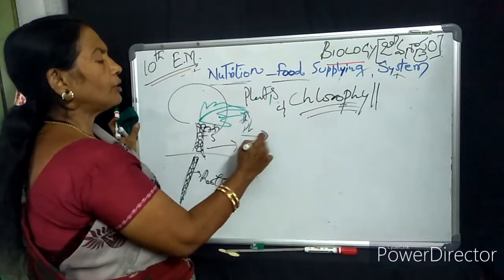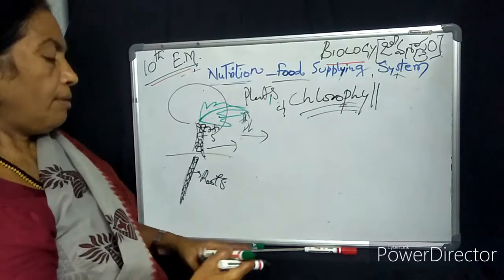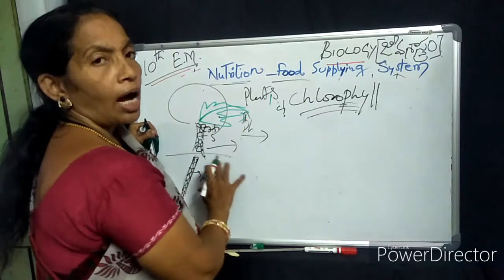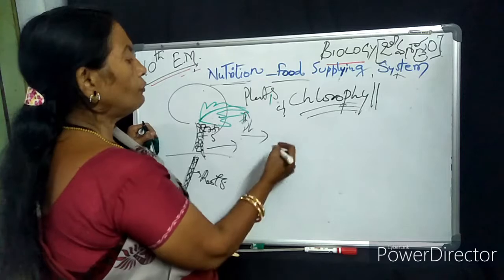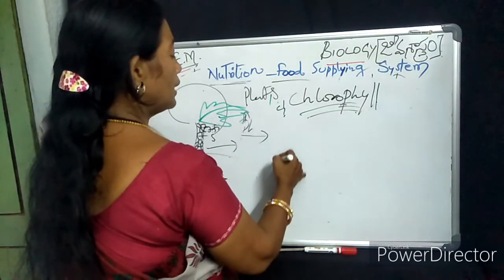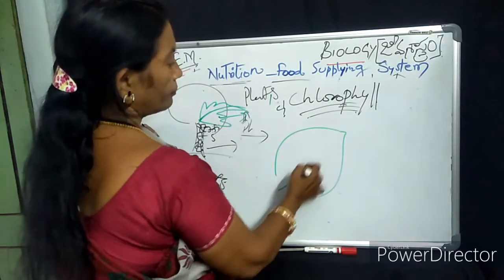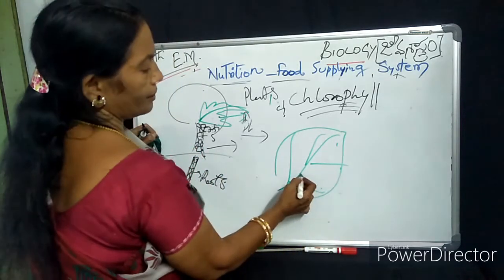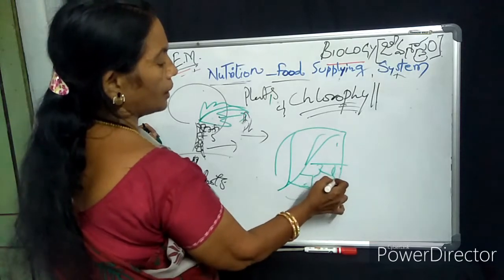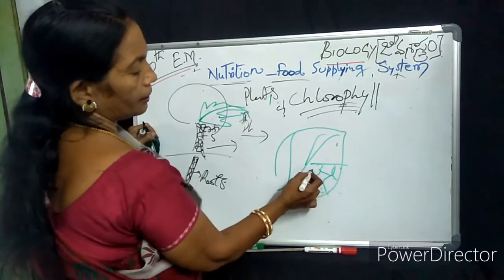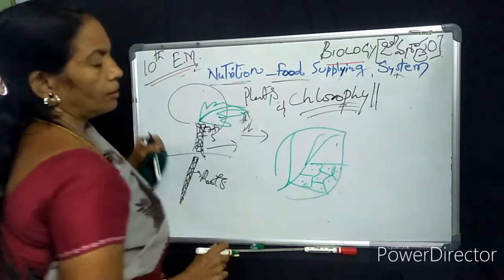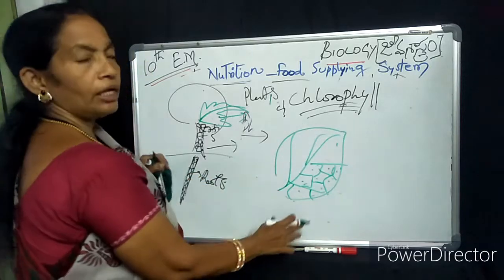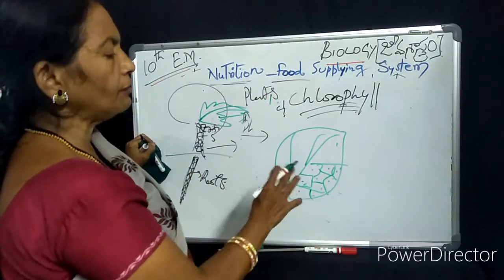But after that, some scientists came to know that chlorophyll is not all over the body of the plant. Chlorophyll will be present in the leaves. Chlorophyll will be present in the cells. Already we have drawn this cell. So in this part, cells are there. The whole leaf is filled with cells.